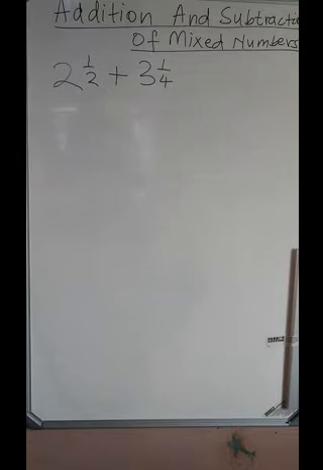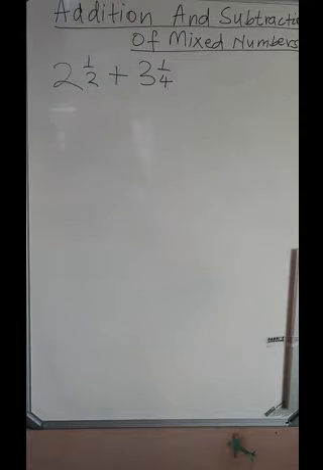On the board we have an example of two mixed numbers, that is 2 1/2 and 3 1/4. So when you are adding mixed numbers, the first thing that you must do is change them into improper fractions, or top-heavy fractions. So let's see how we can change 2 1/2 into an improper fraction.